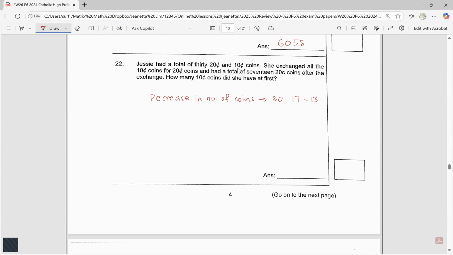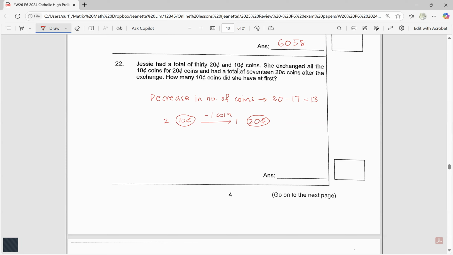So it dropped by 13. Okay, let's take a look at one exchange. For every 2 10-cent coins, she gets 1 20-cent coin. This is what's happening in every exchange. So whenever one exchange takes place, you are decreasing the number of coins by 1. So every exchange, it drops by 1 coin.